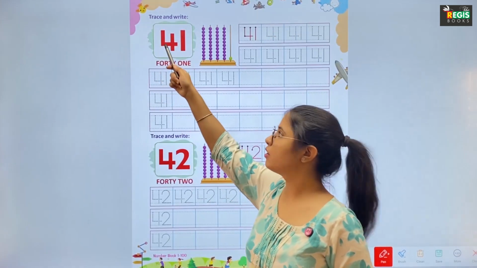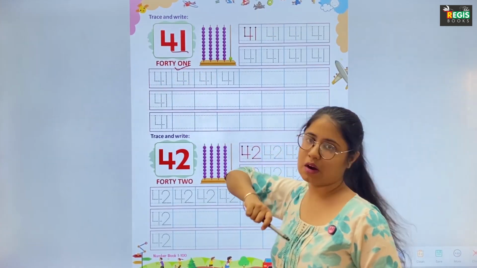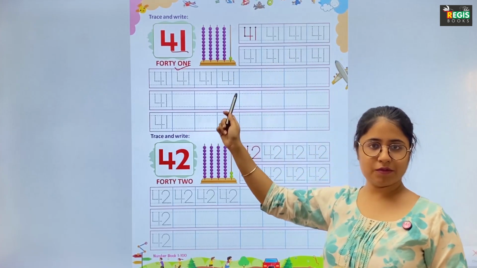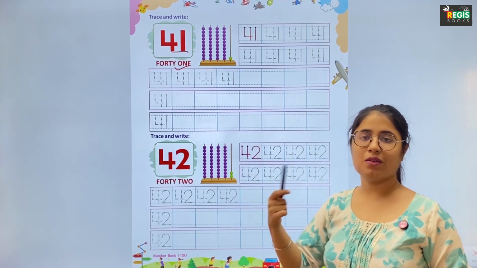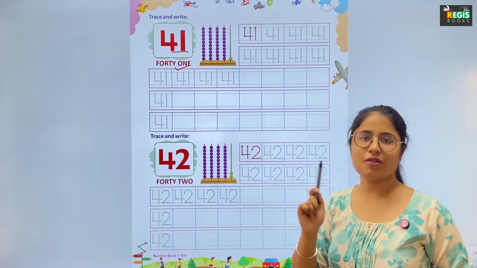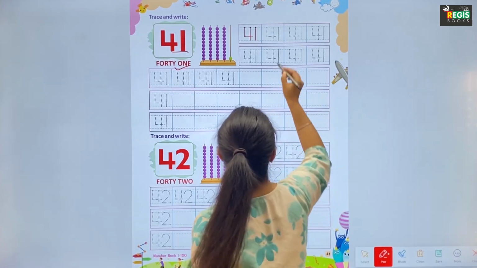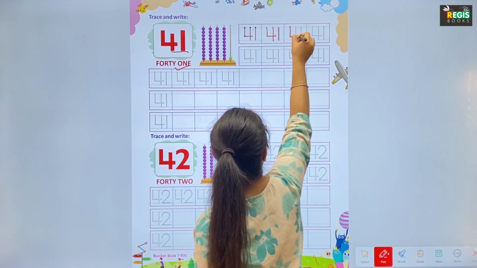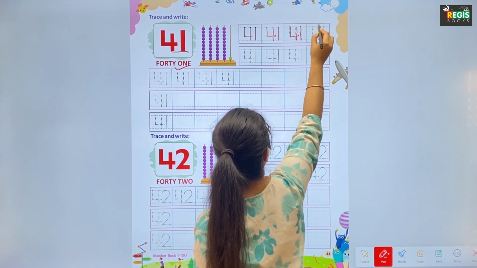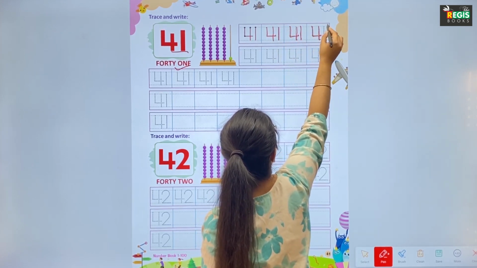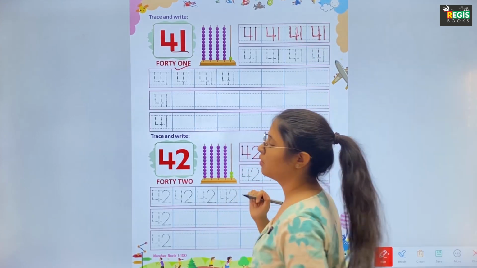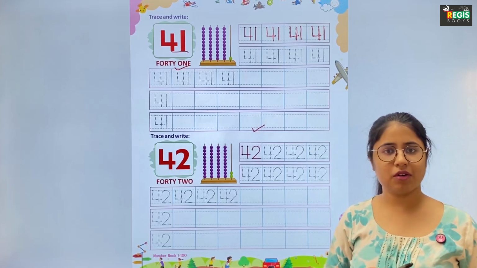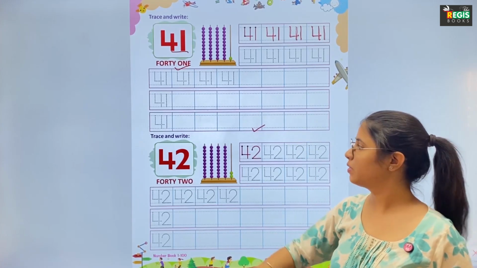Trace and write 4, 1, 41. These are 41 balls. We write the number 41 by writing 4 and 1 together. Let's trace with me. Write 4, then 1. 4, 1, 41. And similarly, you will write the number 41 in the rest of the boxes to practice it.